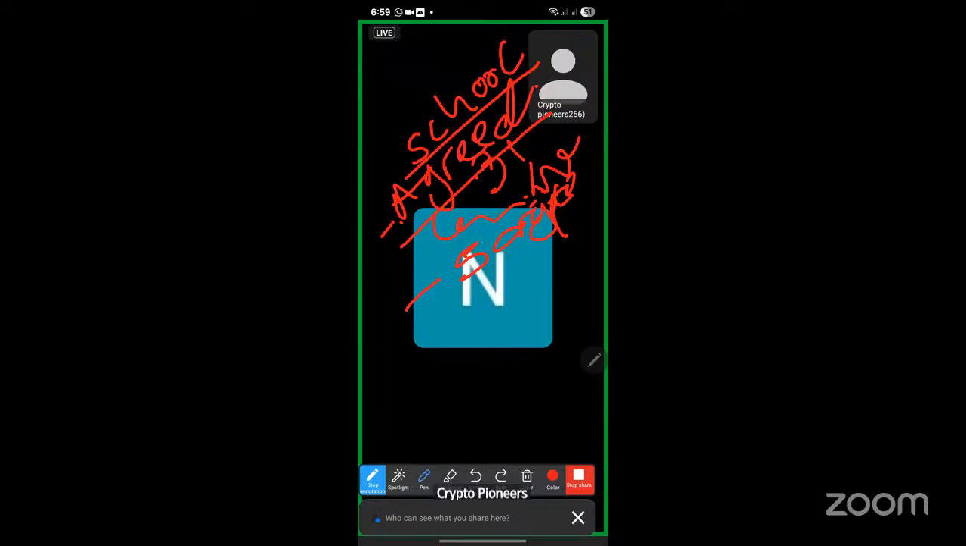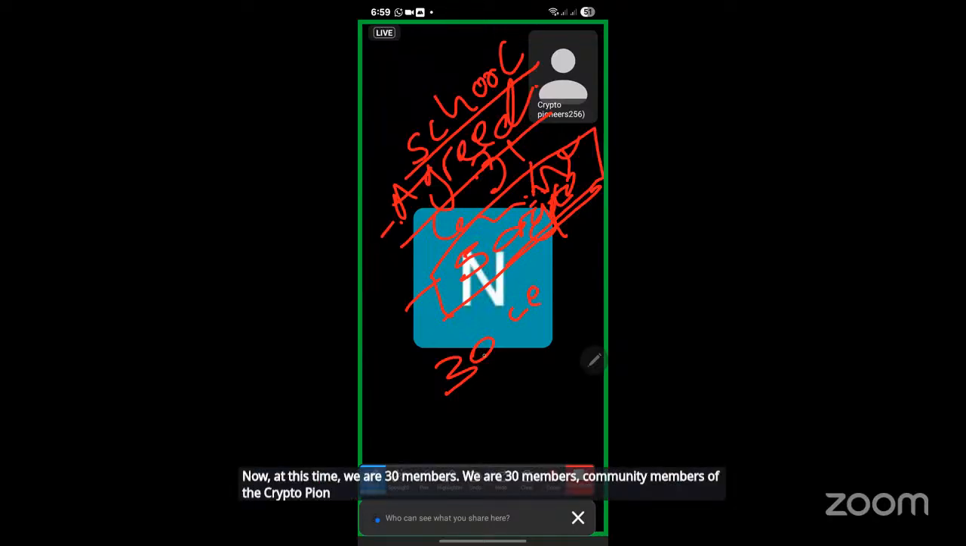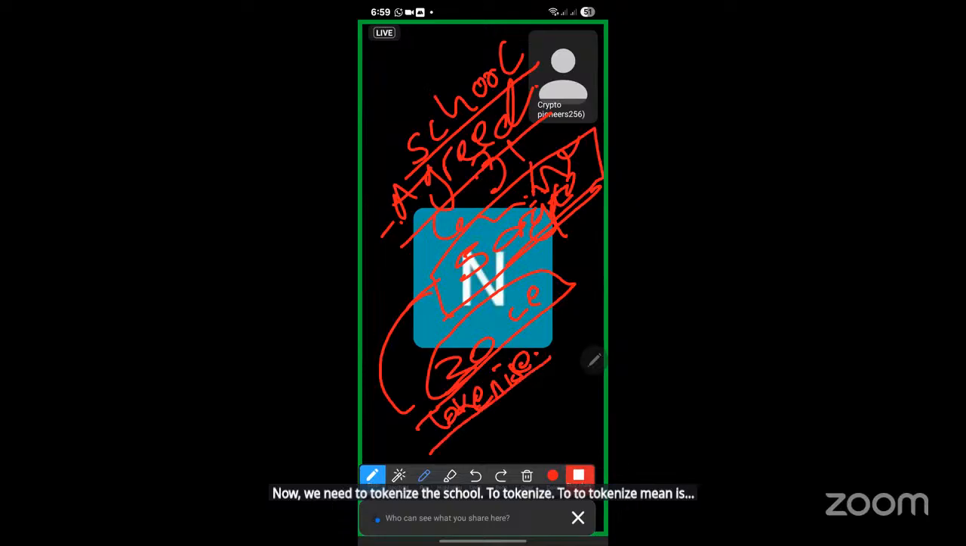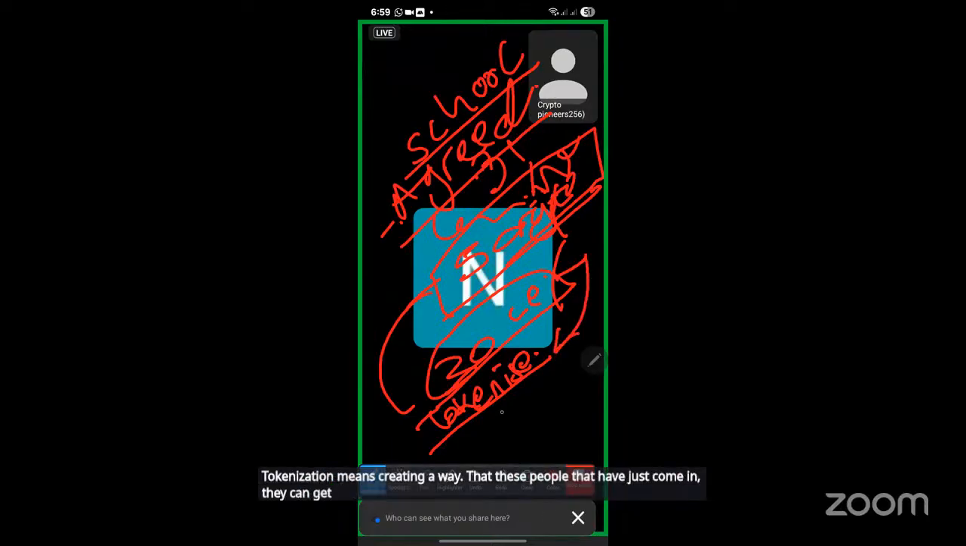Now at this time, we find out that at first we were 5 members, and now we are 30 committed members of the Crypto Pioneers group. Now we need to tokenize the school. To tokenize means to create a way. Tokenization means creating a way that these people that have just come in can get shares within the school.